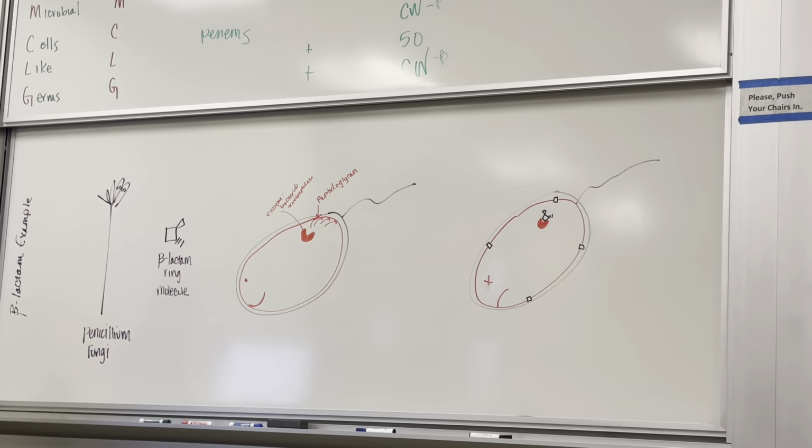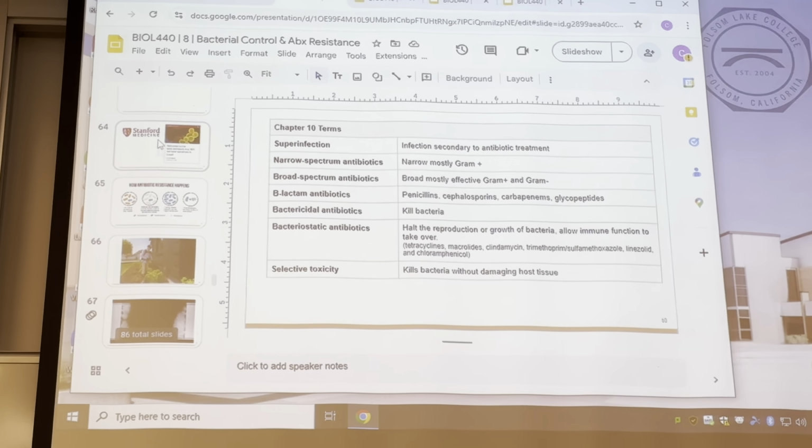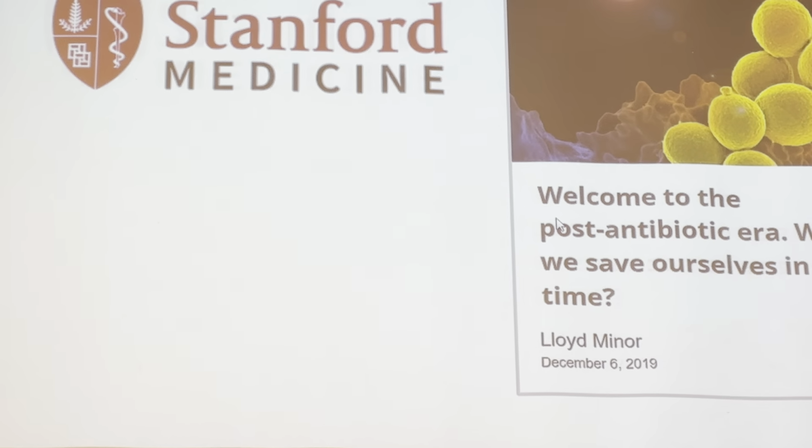Practice your antibiotics over and over and over. Make sure that you're comfortable with our antibiotic terms, and we're going to talk about antibiotic resistance.